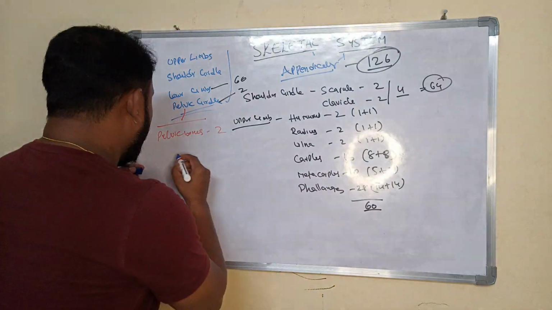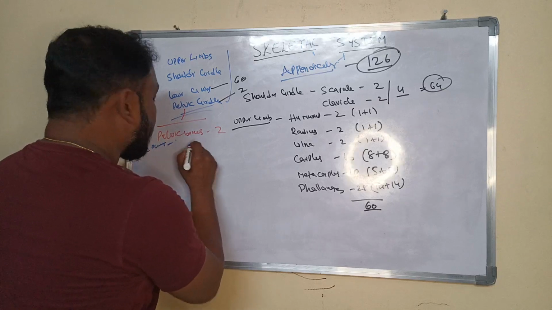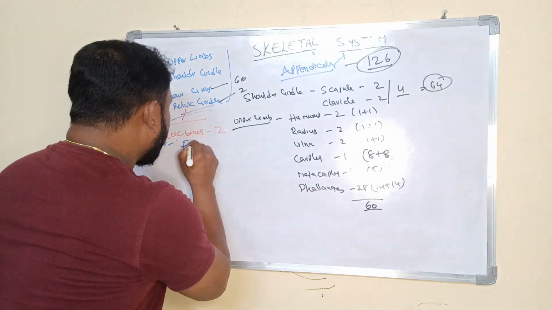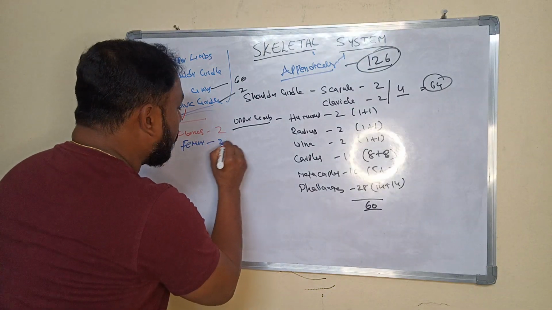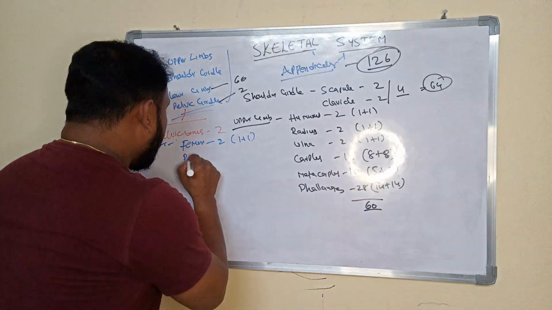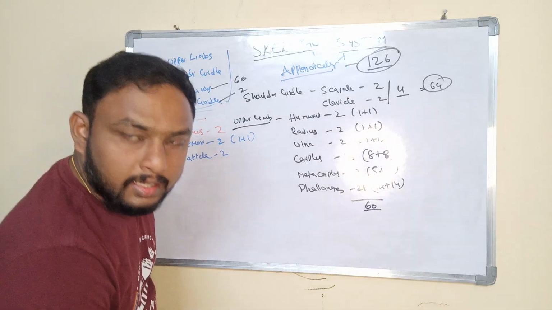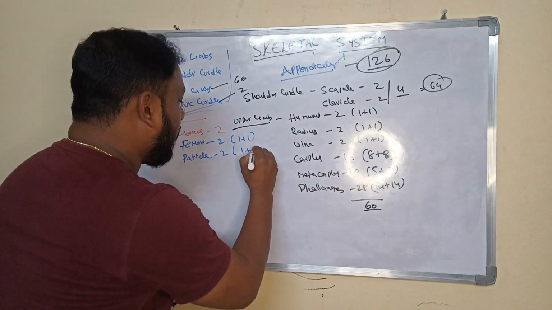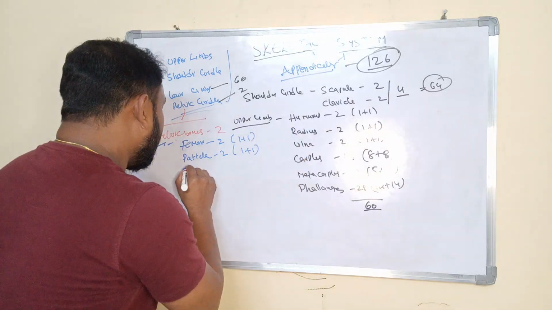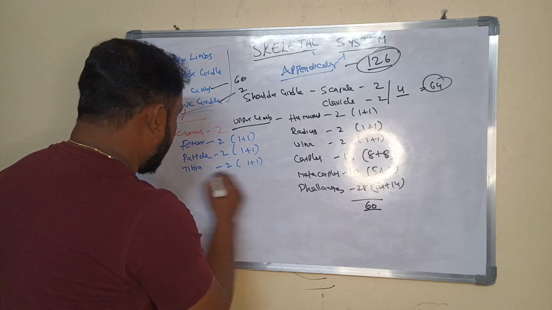Next, lower limb, 60 bones, same as the upper limb. Femur, 2, 1 plus 1, 1 in each leg. Patella, also called the kneecap, 1 plus 1. Then, same like radius and ulna here, tibia 2, 1 plus 1, and fibula 2, 1 plus 1.